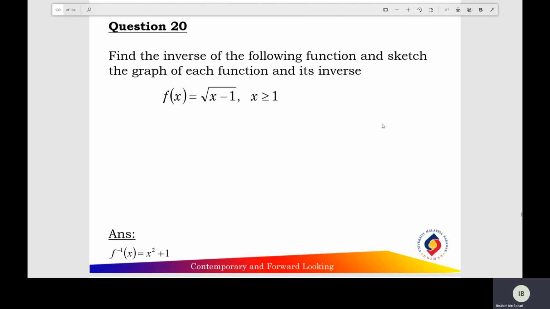Question 20, inverse function. Find the inverse of the following function and sketch the graphs of each function. f(x) equals the square root of x minus 1, where x is greater than or equal to 1.